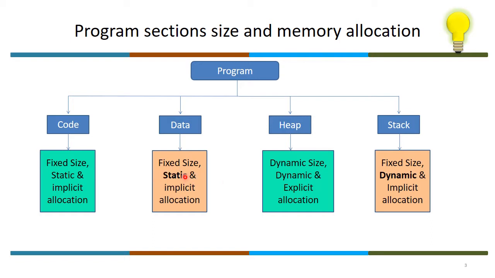For the data, you have a fixed size, static allocation just before the start of the program, and implicit; the programmer doesn't know how the allocation happens. For the stack, the size is fixed, with dynamic allocation just at the time of invocation of the function, and implicit: the programmer is not explicitly asking for allocation of memory for stack local variables. This static and dynamic distinction has a bearing on how the compiler generates instructions.